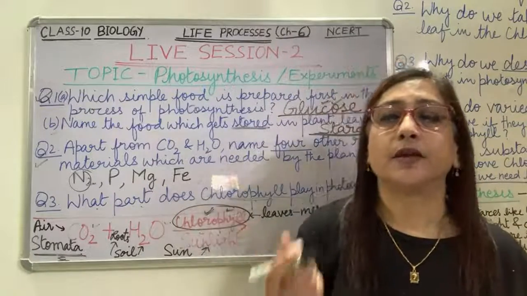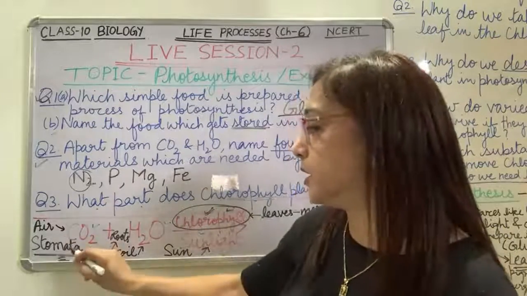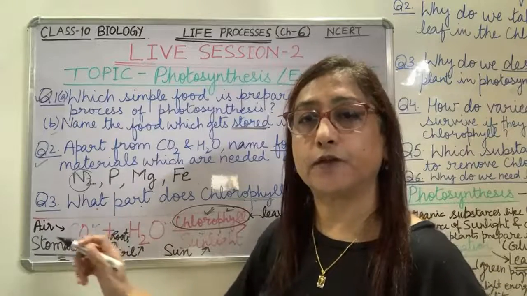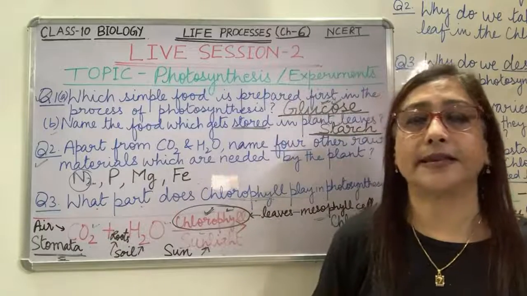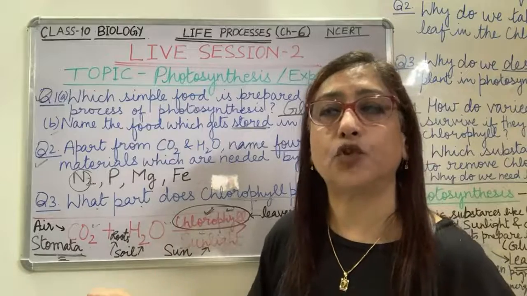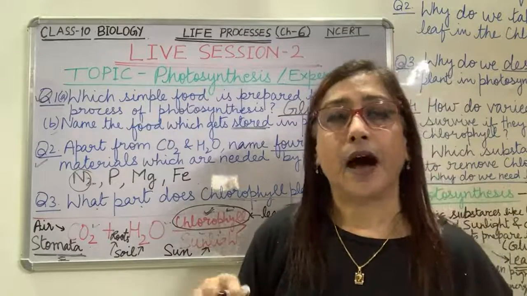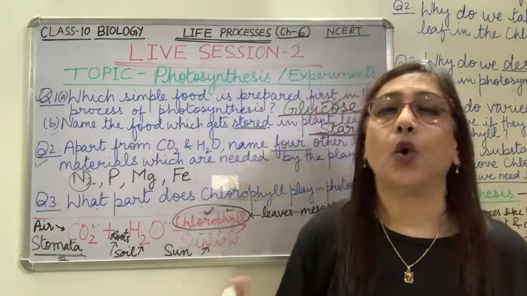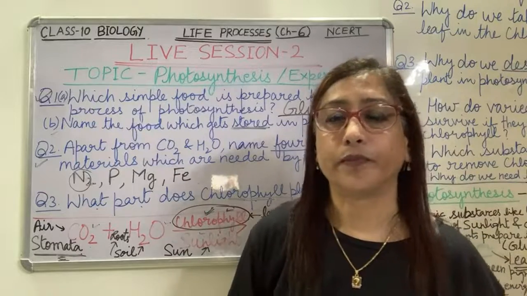Yes, those 2 cells which are present alongside each stomata are known as the guard cells. There are 2 guard cells on each stomata, and these guard cells are kidney bean shaped, and they help in the opening and closing of stomata. That I have already discussed how.